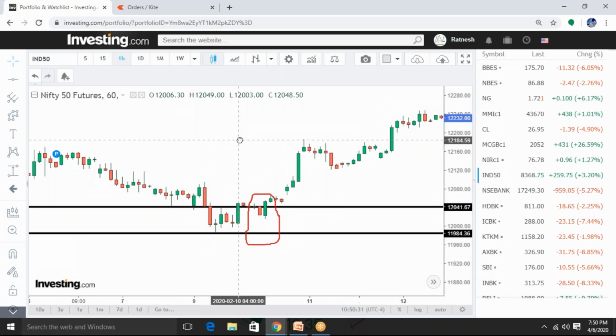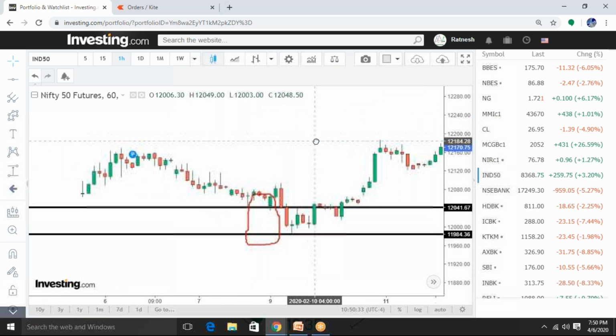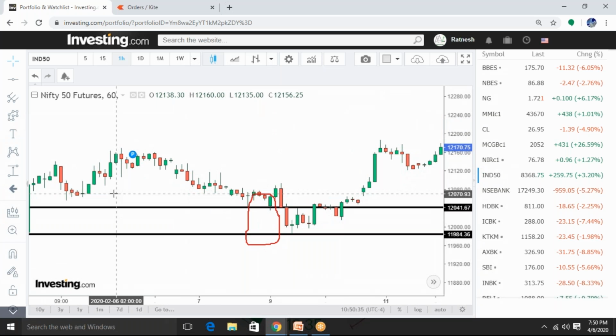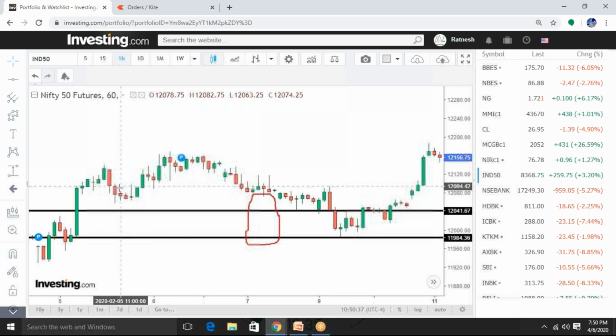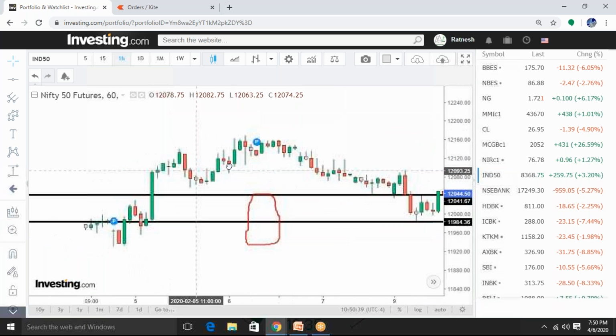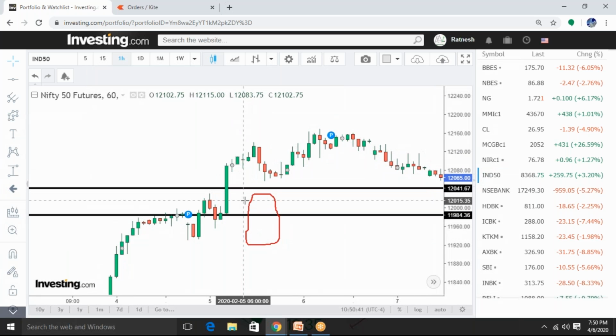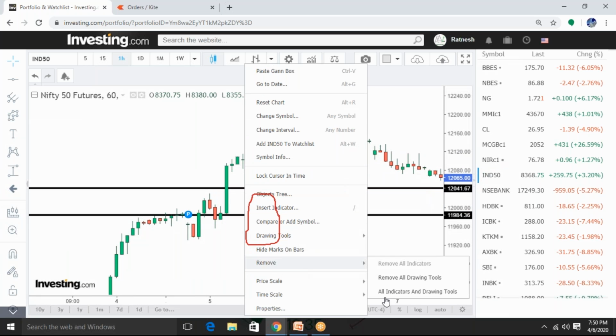Morning star and evening star are very powerful patterns. Whenever you observe these types of patterns, you will get good profits. Okay sir.